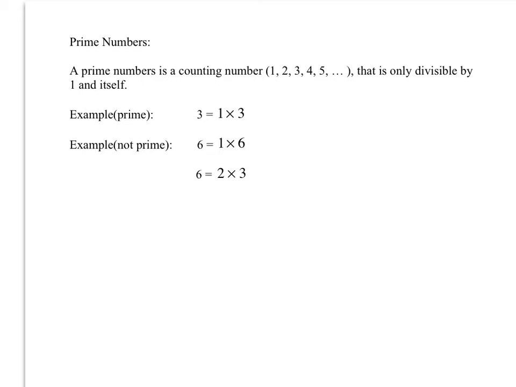Okay, then we look at the number 6. It's not a prime number. The number 6, I can write that as 1 times 6, just like all numbers can be written as 1 times themselves, but 6 can also be written as 2 times 3. That means that it is divisible by 2 and is divisible by 3. Therefore, 6 is not a prime number.